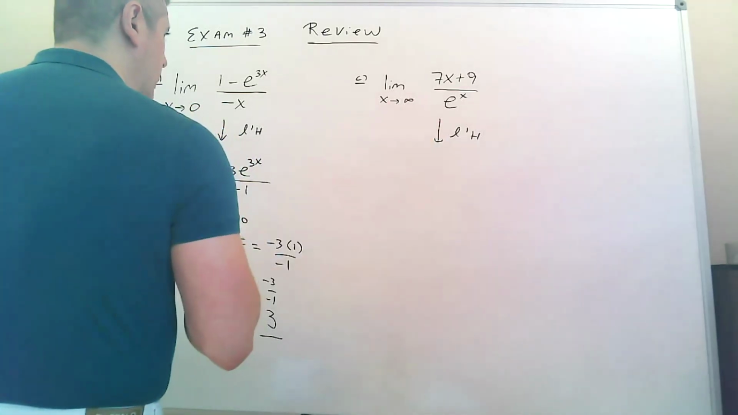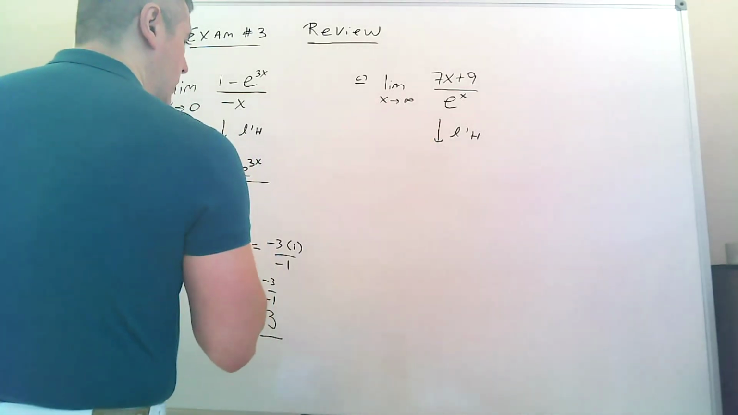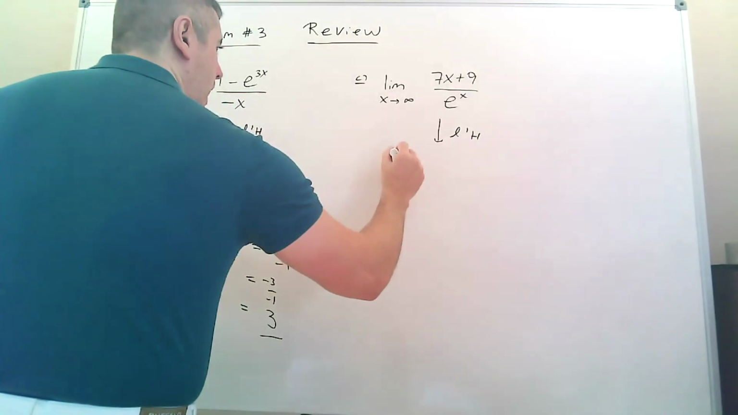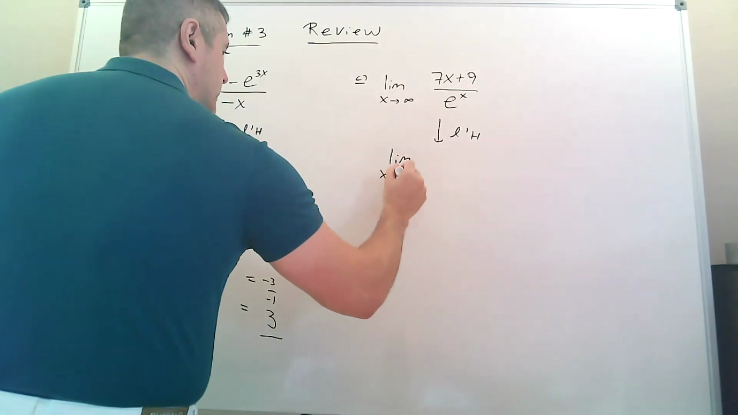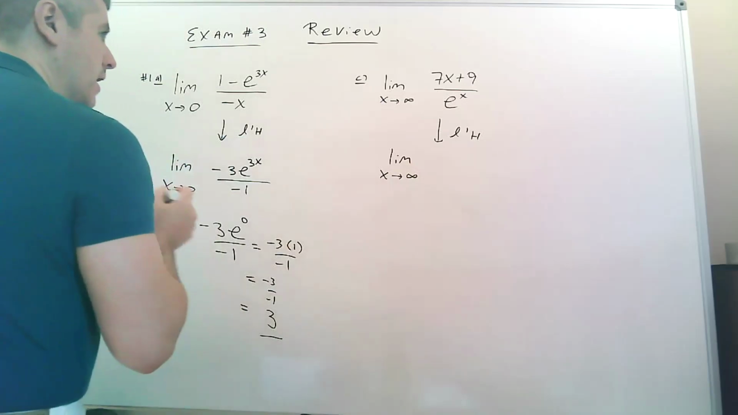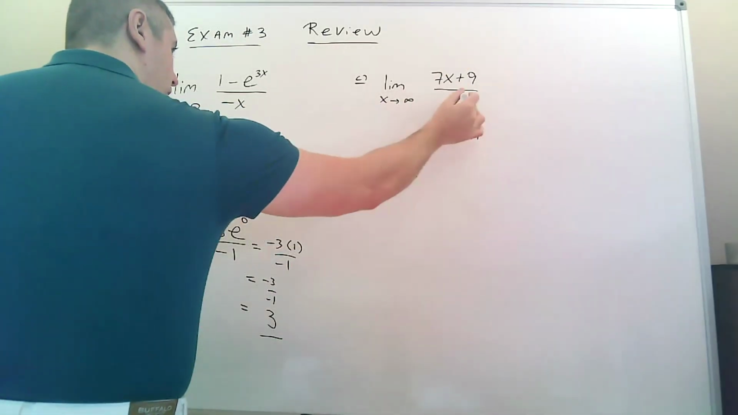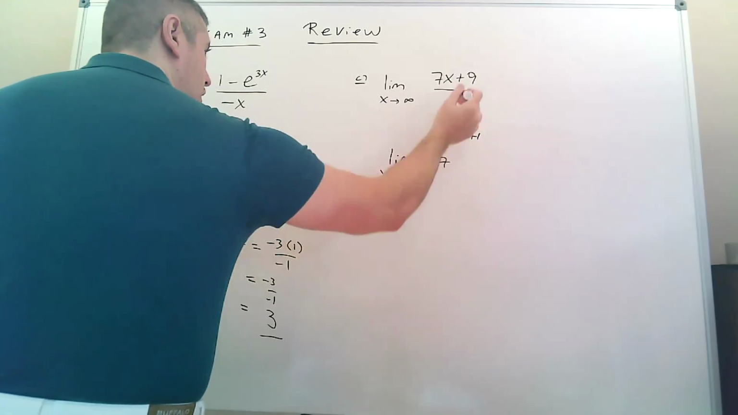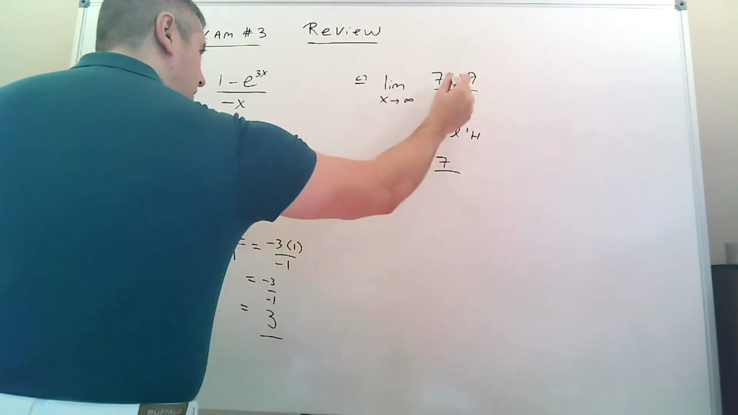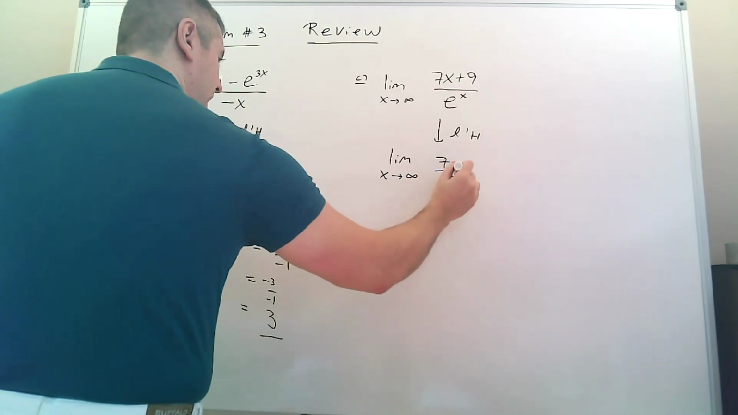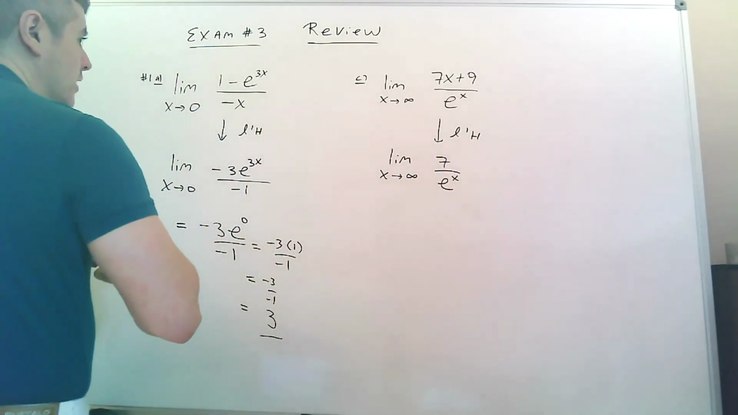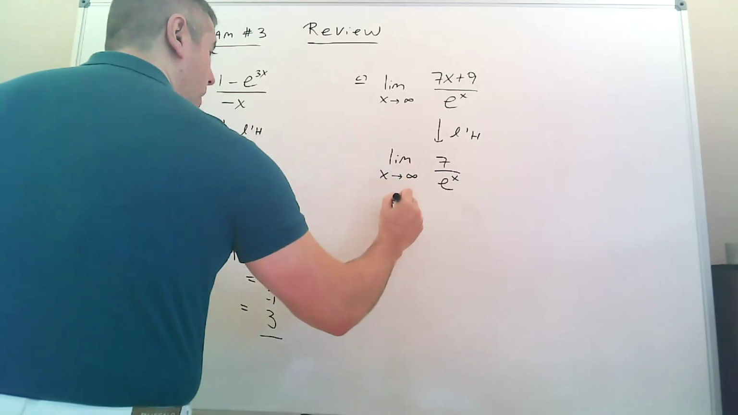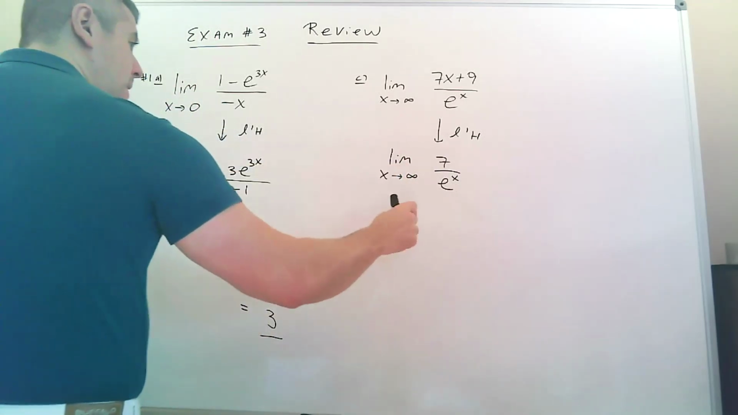This one is ridiculously easy, but we have to do it anyway. So I'm doing L'Hopital's. Note, I am writing lim because I have not computed the limit yet. I'm just going to take the derivative of that function, the derivative of the top. The derivative of 7x is 7. Derivative of 9 is 0. It's a constant. Derivative of e to the x is e to the x. Does not get any easier than this question. Now I'm going to plug in. So I don't write lim anymore. I'm plugging in.